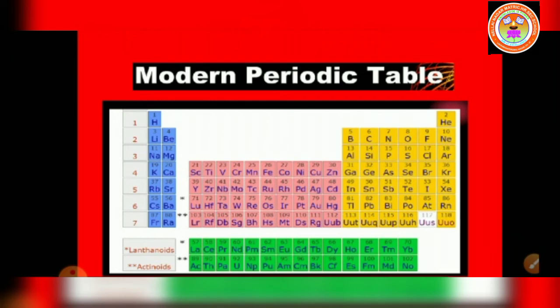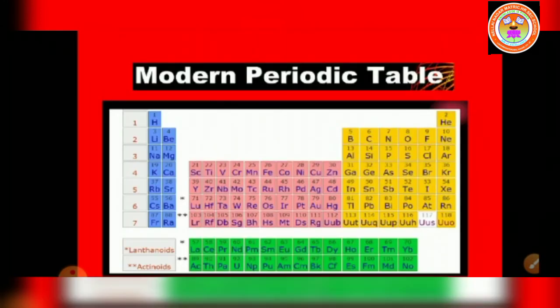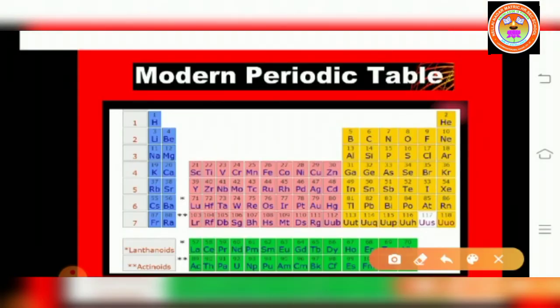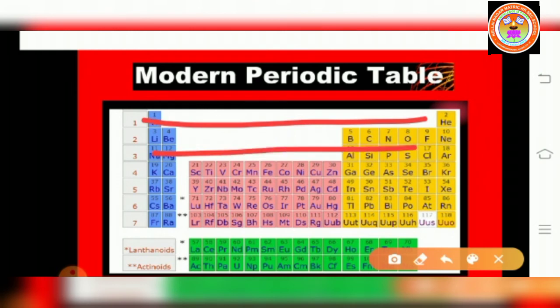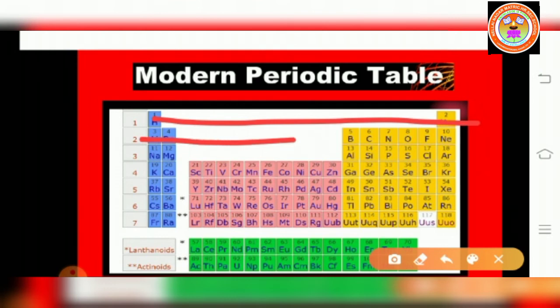Students, this modern periodic table is the extension of the original Mendeleev's periodic table and is known as the long form of the periodic table. Let us see the features of the modern periodic table. All the elements are arranged in the increasing order of atomic numbers. The horizontal rows are called periods. There are 7 periods in the periodic table.